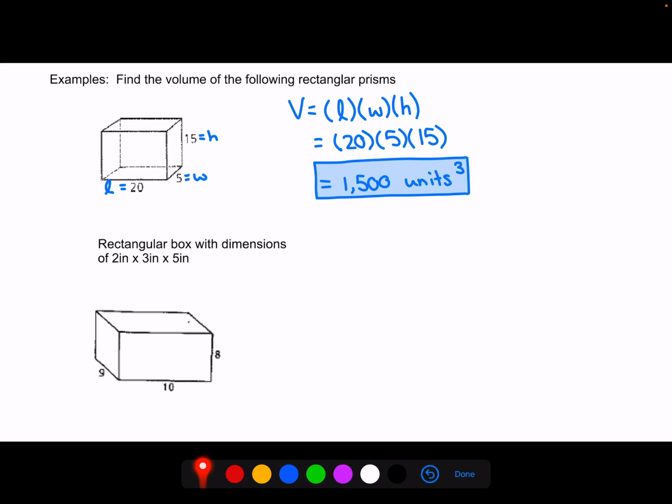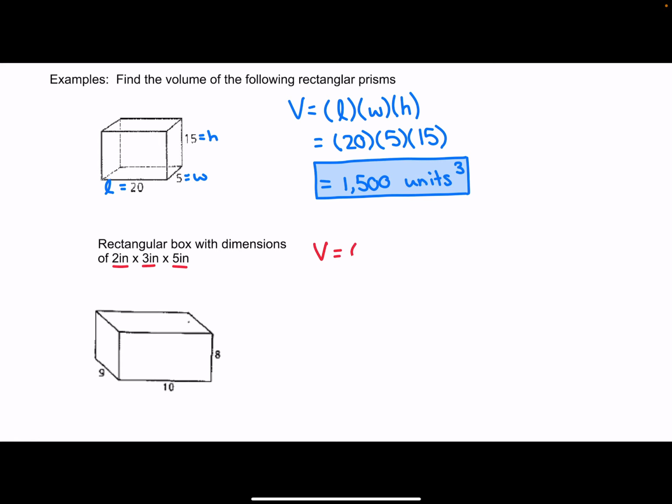We're just doing length times width times height, and it doesn't matter which one you choose as which. So it's just going to be 2 times 3 times 5. 2 times 3, of course, is 6. 6 times 5 is 30.